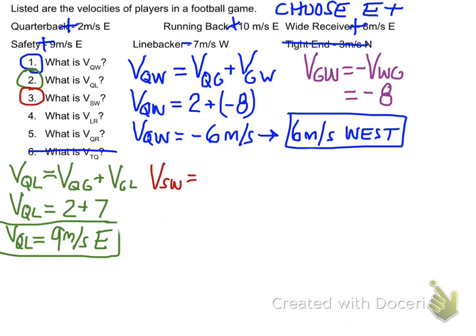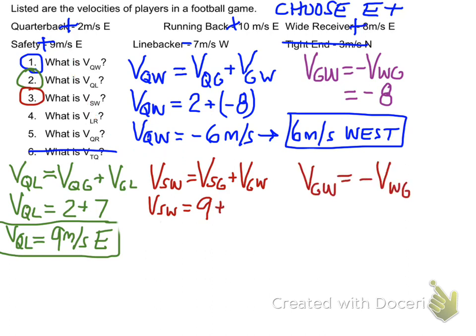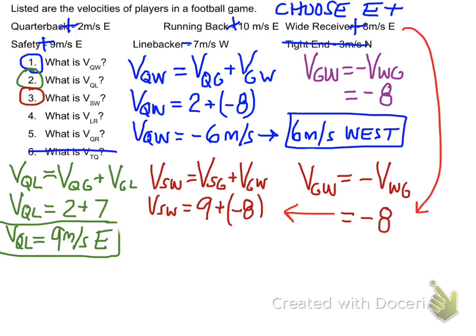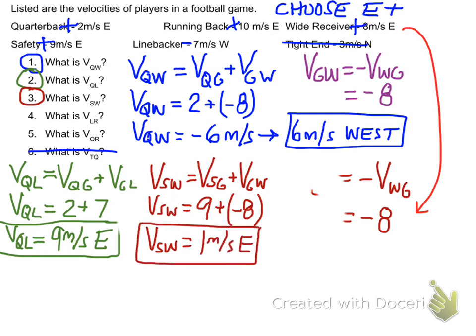Velocity for the safety relative to the wide receiver. Start with what we started, safety, end with what we ended, wide receiver, ground in between. The safety's velocity is 9. For the wide receiver, we have the velocity relative to the ground. So again, we just need to flip that sign because the subscripts are flipped. So instead of 8 for the wide receiver, we use negative 8, and that goes in there. And we find out that the relative velocity is 1 meter per second.